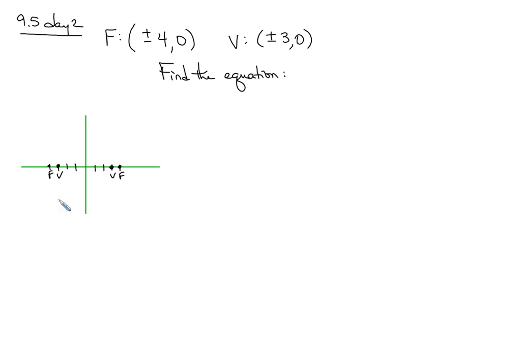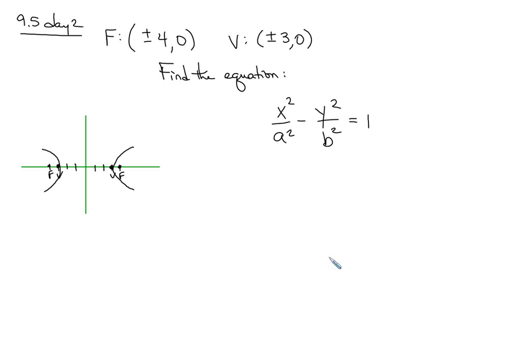Clearly, which way is this opening? In the x direction. So it's looking something like that. Since it's opening in the x direction, is it going to be an x squared minus y squared or y squared minus x squared? So we know it's going to be x squared over a squared minus y squared over b squared equals 1. Everybody got that?